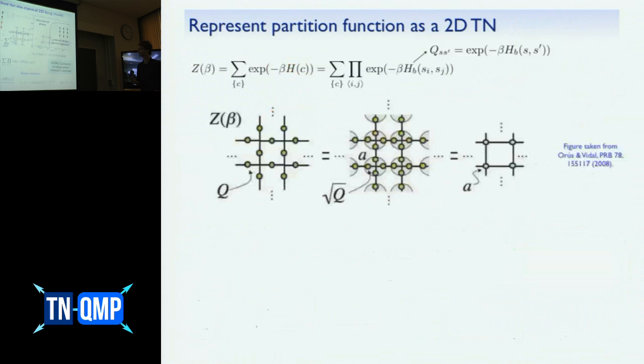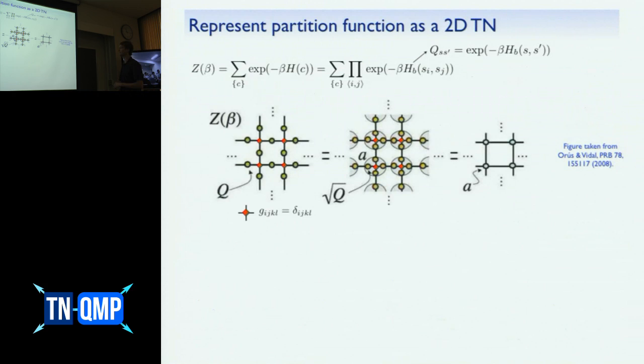Now the idea is that we can represent this as a 2D tensor network. I guess you probably have seen this on Friday. The idea is really the following: we have this product of these local weights. What we have here is just a 2×2 matrix. We just have two neighboring spins, and we have four possibilities: up-up, up-down, down-up, and down-down. We can write the weights of these four configurations in a 2×2 matrix and put these weights on the links of these two-dimensional tensor networks. So here, these green things are these 2×2 matrices.